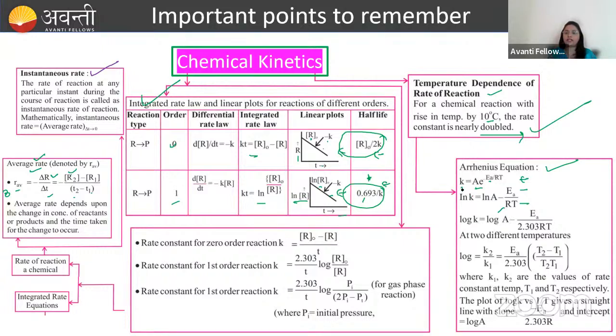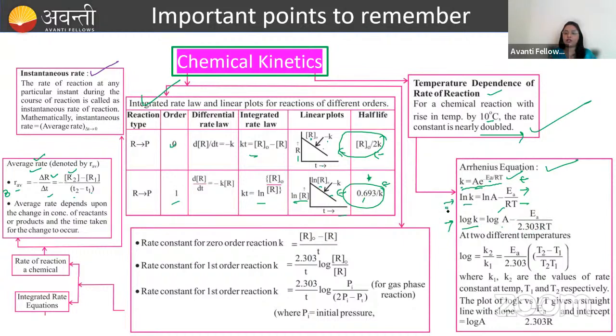When this equation is simplified, first of all, the natural logarithm is taken. ln k is equal to ln A minus Ea by RT. Just a simple step. Then instead of ln, if you put log, then what will happen? 2.303 will come into existence, and the formula will become log k is equal to log A minus Ea upon 2.303 RT.